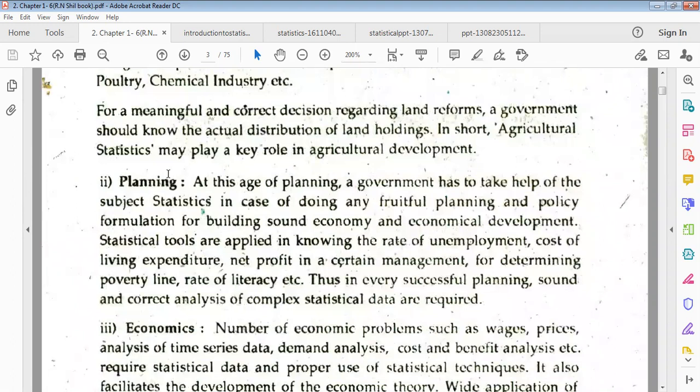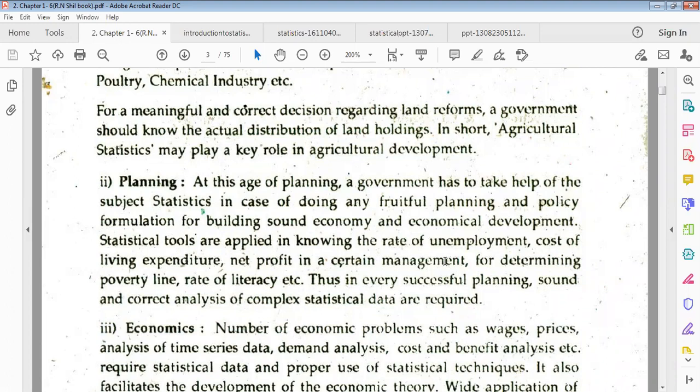Planning. At the stage of planning, the government has to take help from the subject statistics in case of doing any fruitful planning, policy formulation for building a sound economy and economic development. Statistical tools are applied to know the rate of unemployment. Actually, what's the rate of unemployment in our country? What's the illiteracy rate? National income, what's the rate of national income? Cost of living expenditure, how much expenditure? Net profit in a certain management.